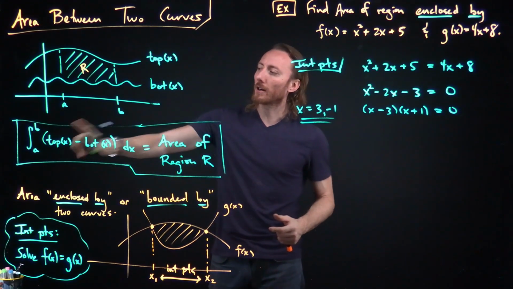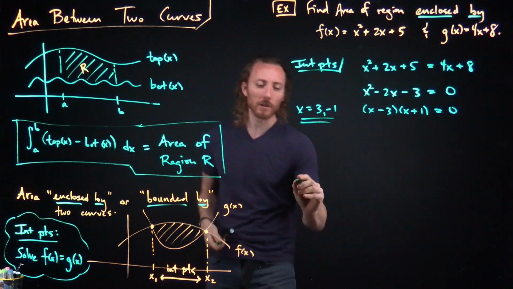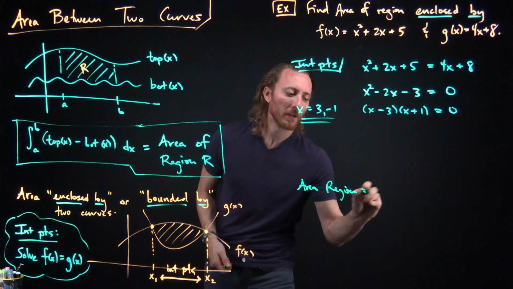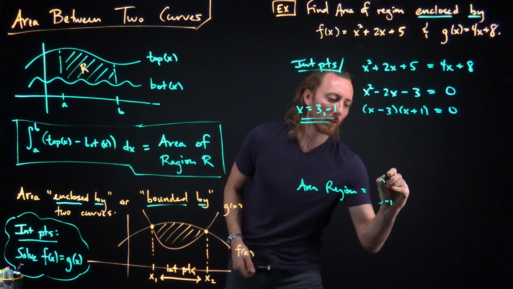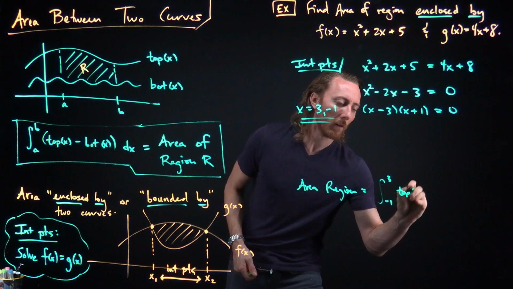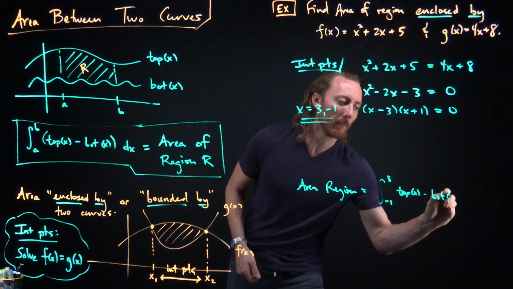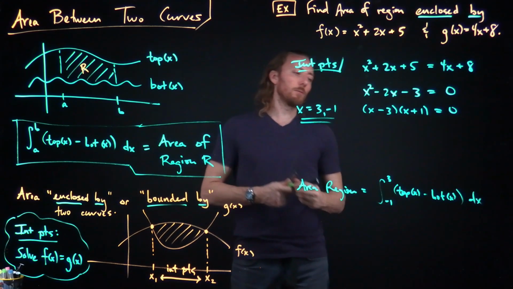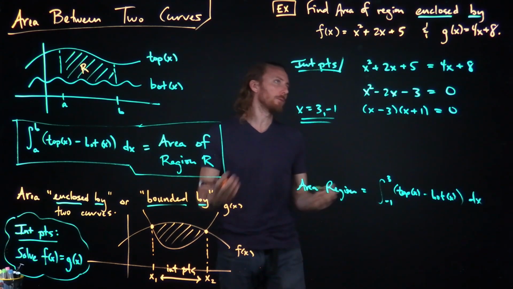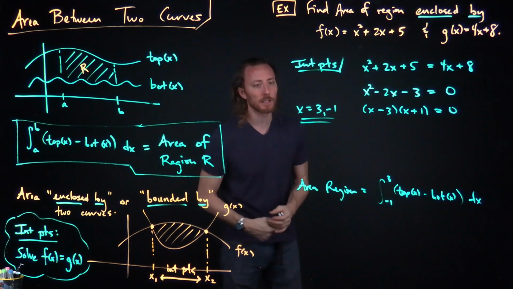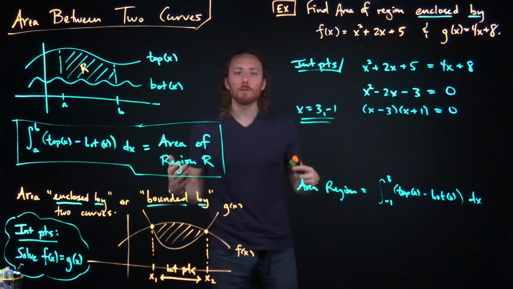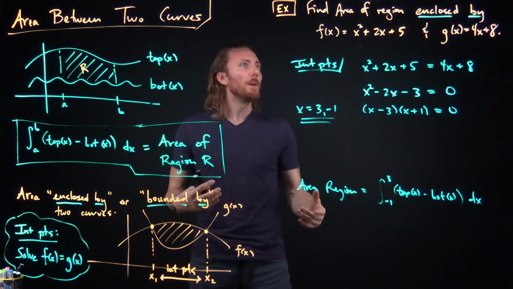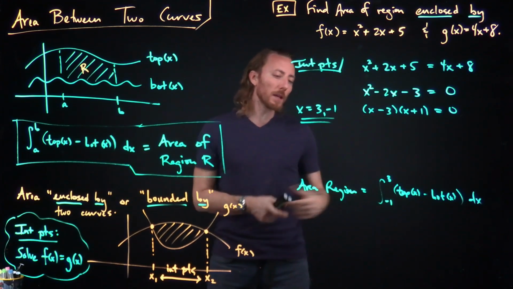However, looking at our area region, we could use our area region computation to know that in this case, we have an integral from minus 1 to 3 of the top function minus the bottom function dx, which begs the question, what's our top function and what's our bottom function? Because we haven't taken the time to assess which function is on top or bottom yet. And so how can we do that? Well, we know we're looking between minus 1 and 3, and then what we could do is simply evaluate our functions between minus 1 and 3.